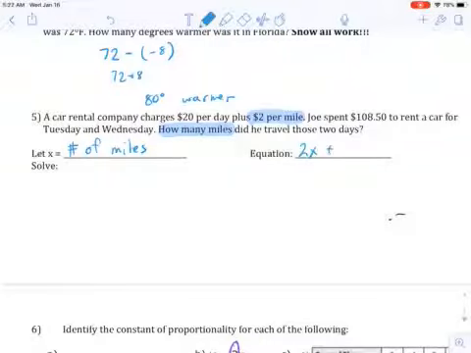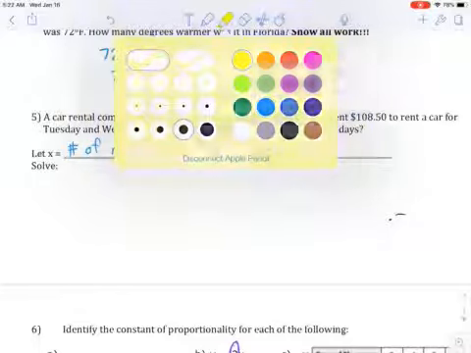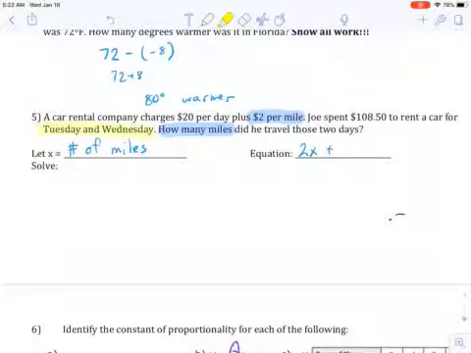$20 per day. Now, notice he went Tuesday and Wednesday at $20 per day. That's 2 days, so 20 times 2, because there's 2 days. He spent exactly $108.50. So now I can simplify. 20 times 2 is 40, equals $108.50.